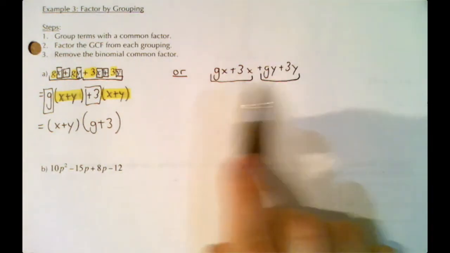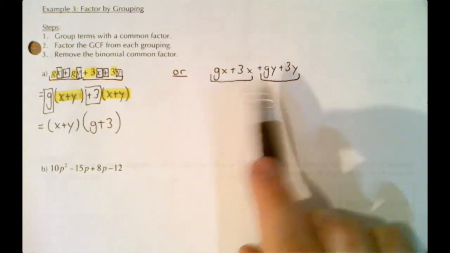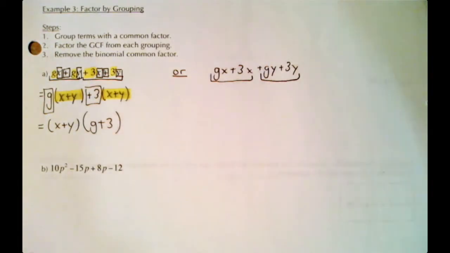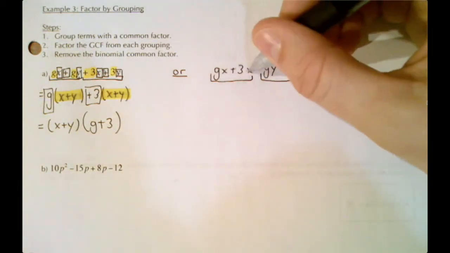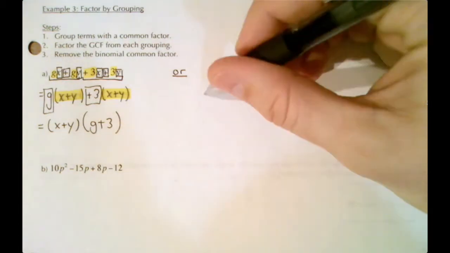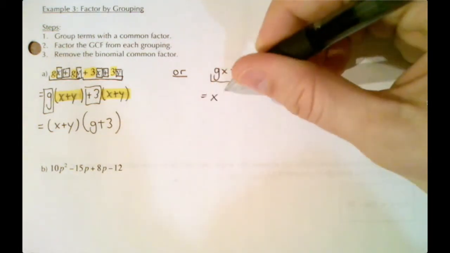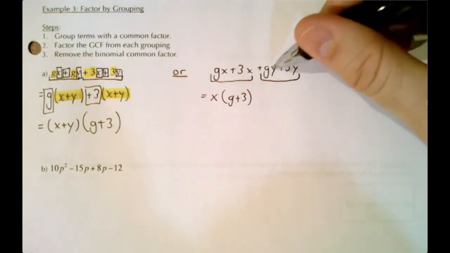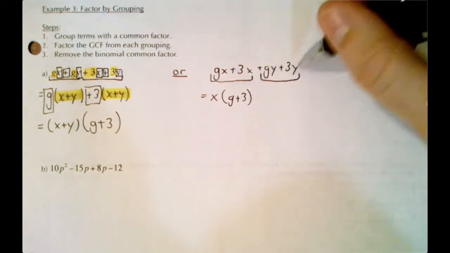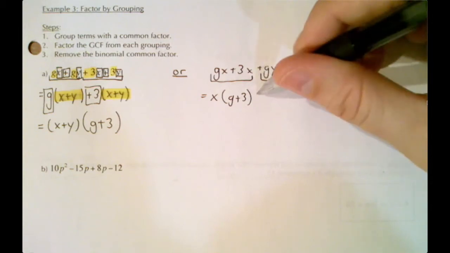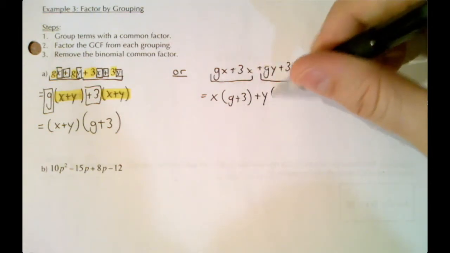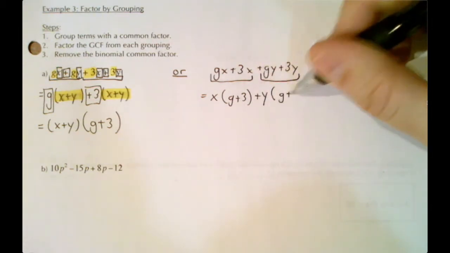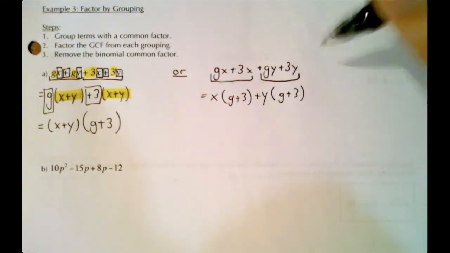Now I said you could group it a different way, and if that's true, we should end up with the same answer. So let's see. Gx plus 3x, what's common there is x, and we're left with g plus 3. What's common to the next two is y, and it's plus in between, so plus y. And that would leave us with g plus 3 if we take the y's out.